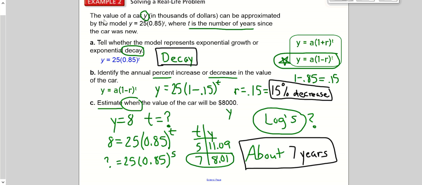All right, so a car started off with 25,000. It is decreasing in value. We call that depreciation. When we're talking about things losing value, it's depreciating. So it was depreciating 15%, or decreasing in value 15% each year. So after 7 years, a car that was worth $25,000 is now only worth about $8,000. And that's why I buy used cars instead of new cars, because they depreciate quickly.